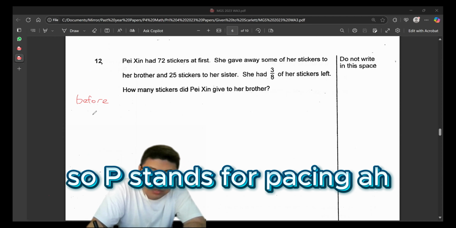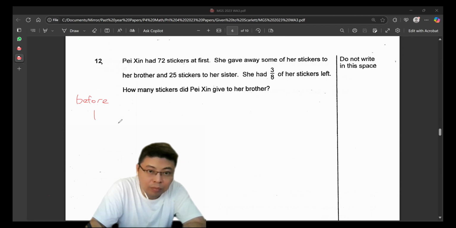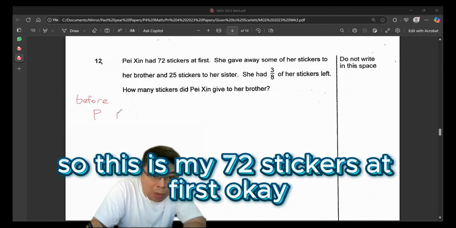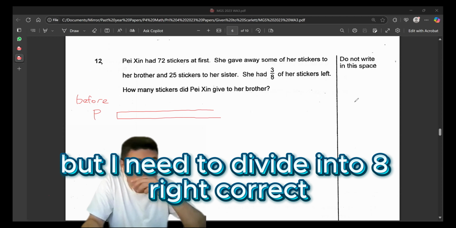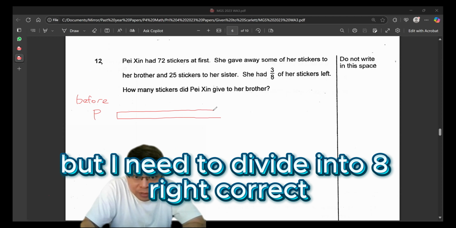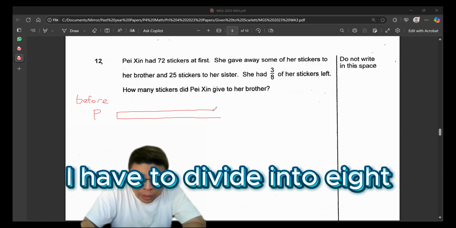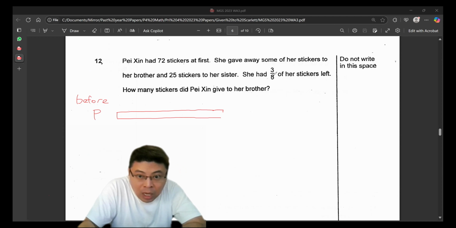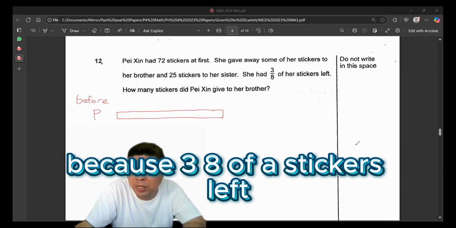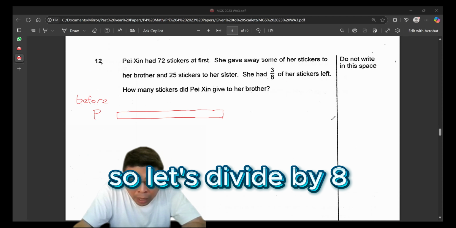So P stands for Pei Xing. So this is my 72 stickers at first. Okay, but I need to divide into 8, right? Correct. I have to divide into 8, because 3/8 of the stickers are left. So let's divide by 8.